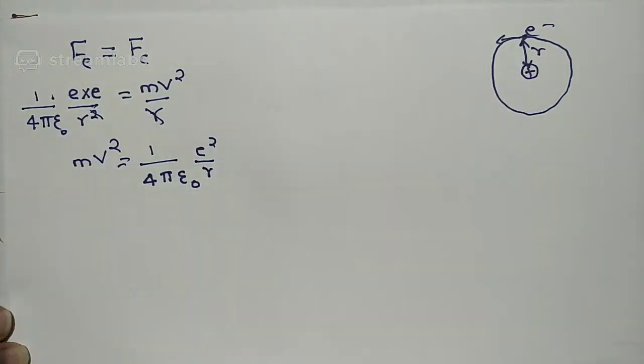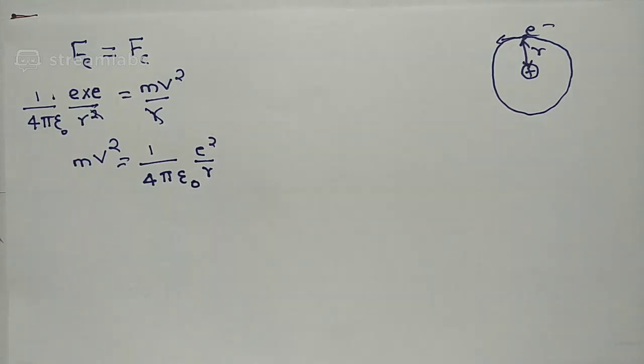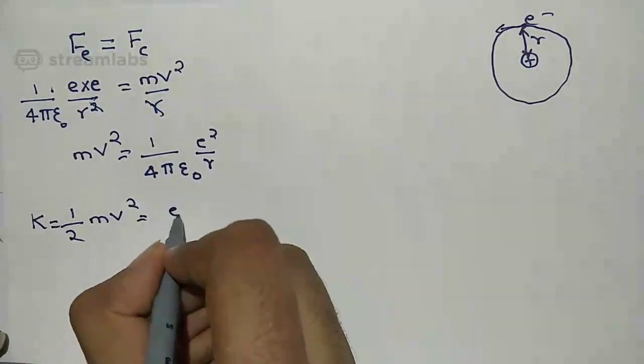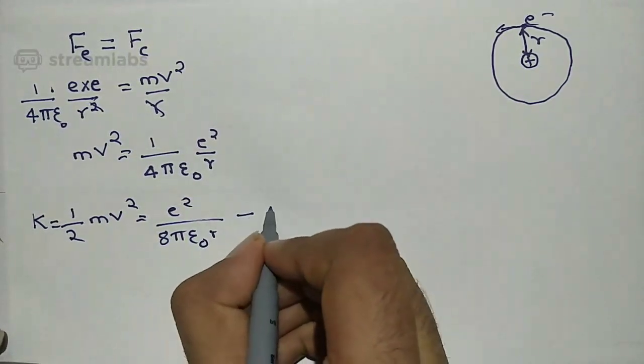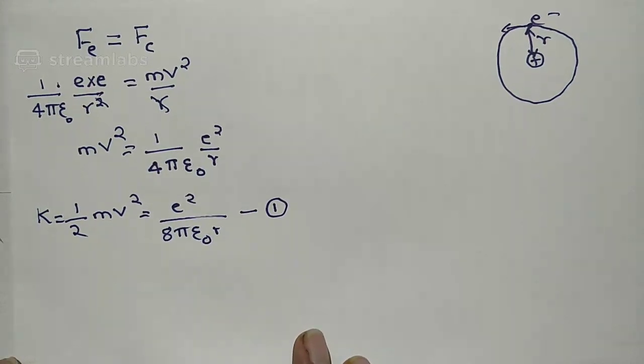So our basic intention is to calculate the total energy of the revolving electron. That means you need to calculate its kinetic energy, and also you need to calculate its potential energy. They need to be added to get the total energy. Kinetic energy is half mv square, which is equal to e square by 8 pi epsilon naught r. Let it be equation number 1. So that is the kinetic energy of the revolving electron.